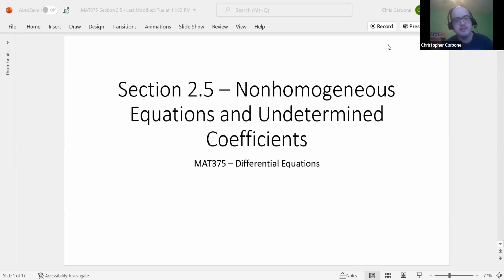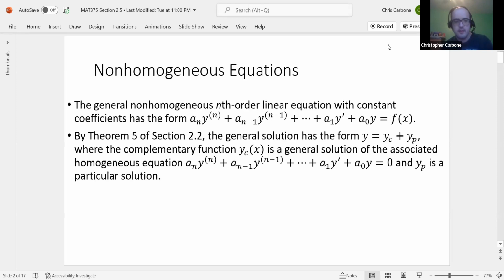Hello class, this is section 2.5, non-homogeneous equations and undetermined coefficients. So for the non-homogeneous equations, the general non-homogeneous nth order linear equation with constant coefficients has the form a sub n times the nth derivative of y plus a sub n minus 1 times the n minus 1th derivative of y, adding it all the way down until we get to a sub 1 times y prime plus a sub 0 times y is equal to some function f of x.